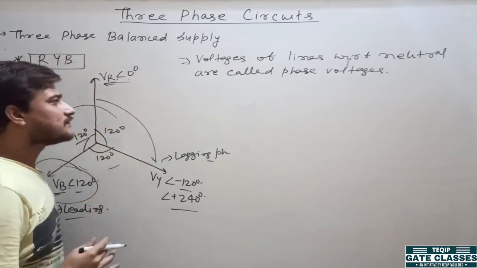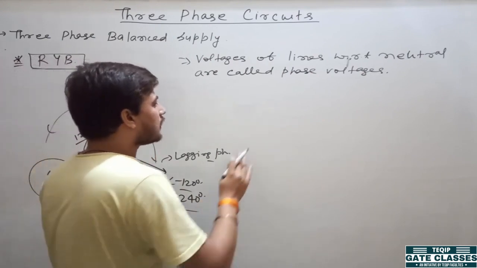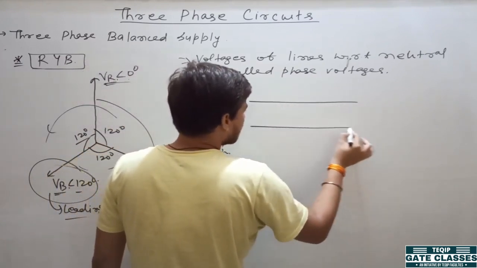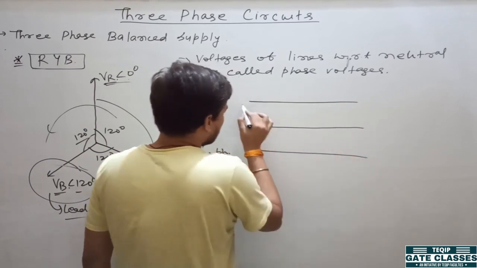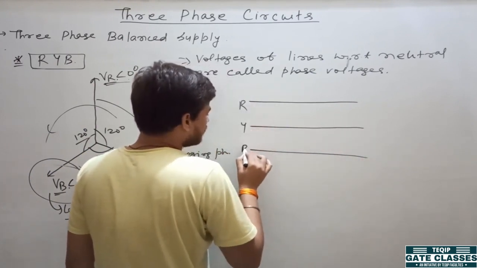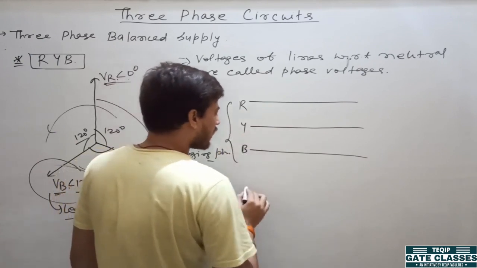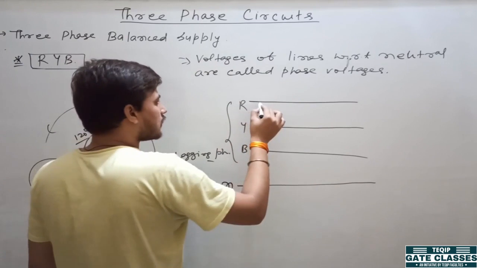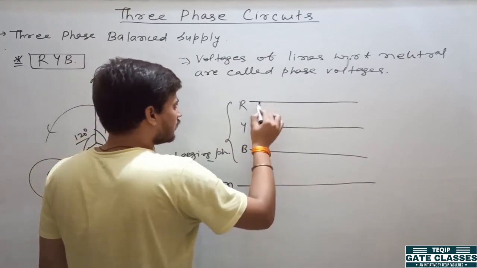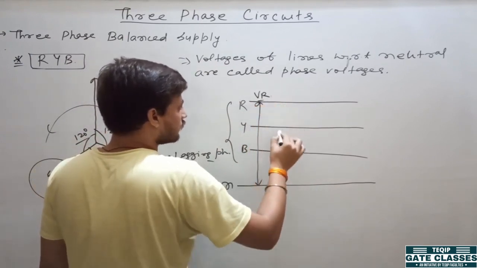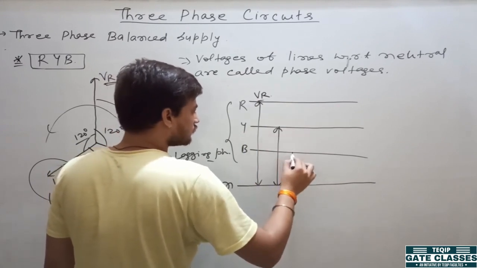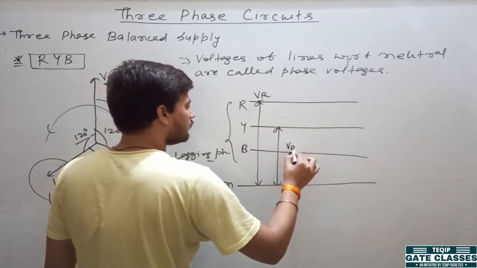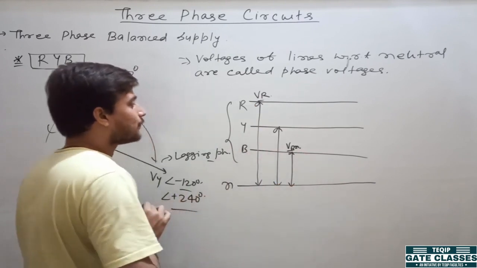Now if these are the phase voltages, then what do you mean by line voltage? See, you have three wires R, Y, B. These three are called live wires, and you have one neutral wire N. So what do you see? The voltage of R with respect to neutral is called VR. This is phase voltage. Similarly, the voltage of Y with respect to neutral, and similarly the voltage of B with respect to neutral. This is called VBN or simply VB.